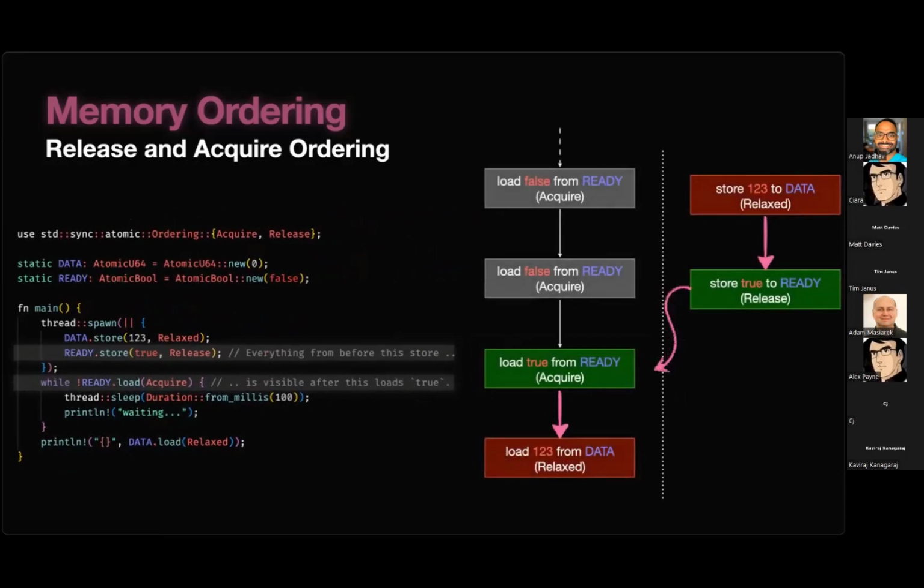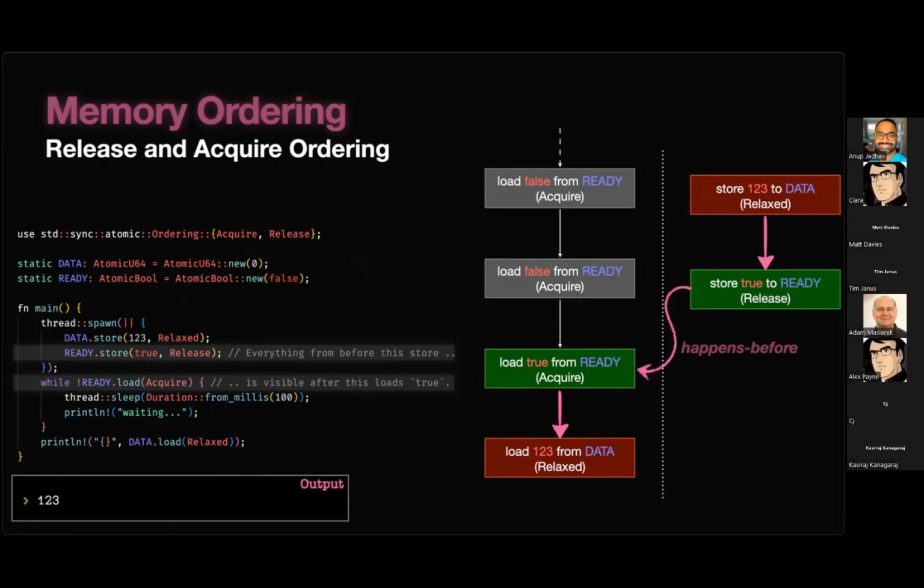It's represented better here in this visual. At this point, we know for sure that everything that happened before the release store to ready is visible to everything that happens after the acquire load. Specifically, when the main thread loads from the variable data, we know for sure it will load the value stored by the background thread. And there's only one possible outcome this program can print on its last line, that's 123.